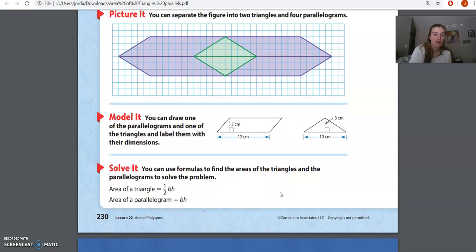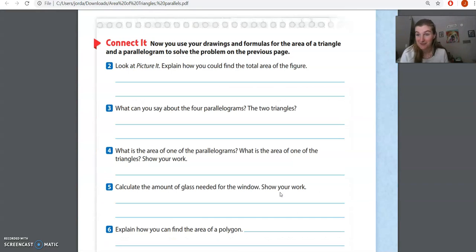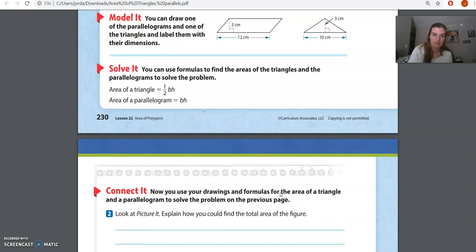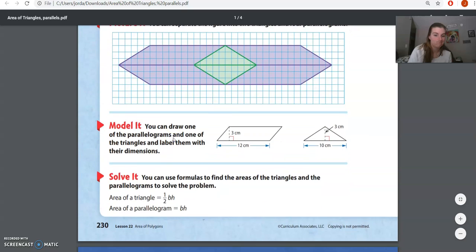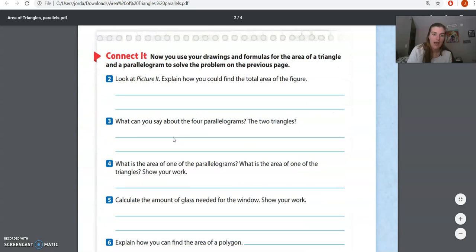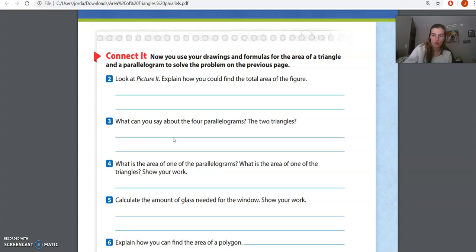Okay. So that's all you have to do on the first one. Nothing has to get written down on that one. Just some thinking. Okay. This is where you're writing it down. Now you use your drawings and formulas for the area of triangle and parallelogram to solve the problems on the previous page. Look at the picture, which is right here. How can you find total area of the figure? Break it into parts. And that's a perfectly perfect answer right there.